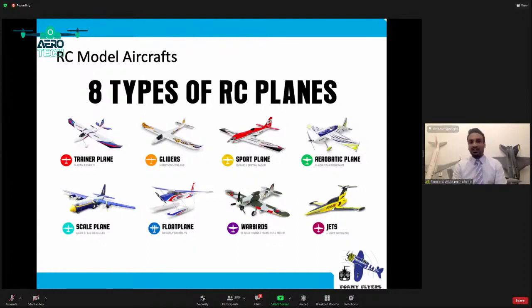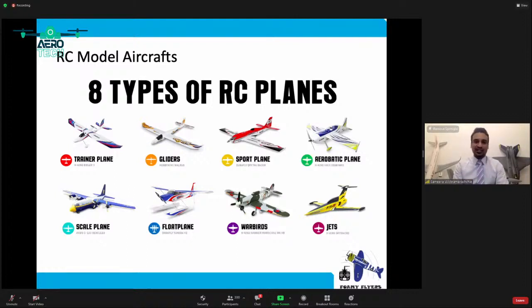And also you have float planes, which is basically a normal plane but fitted with floats. That is for, let's say, if you're flying on a lake, where you can take off and land on a lake, those kinds of things. Warbirds are also scaled aircraft, but those are very common because they are modeled after World War I, World War II, and World War III aircraft. So that's there. And also you have jets.